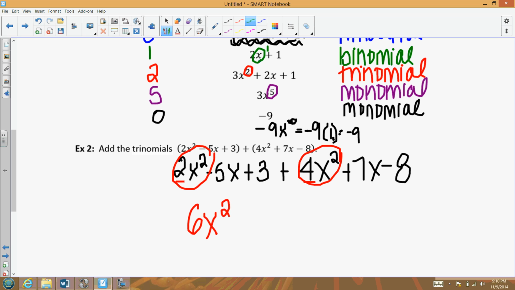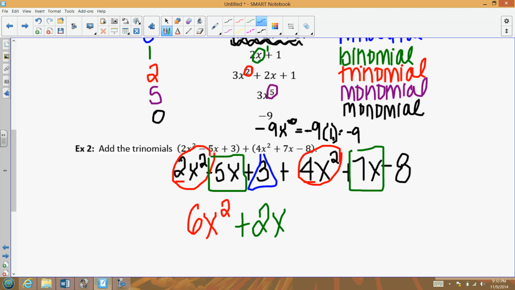Then I go to the next set of like terms. So I have this minus 5x and I have a plus 7x over here. Again, how many do you have? Well, you have negative 5 of them and positive 7. So that means together you would have positive 2x. So you're just subtracting or adding your coefficients, negative 5 plus 7, or you can think of it as 7 minus 5.